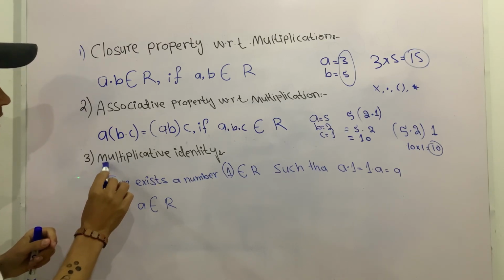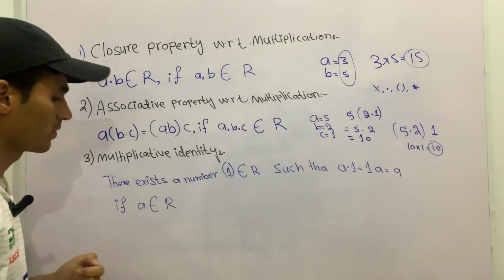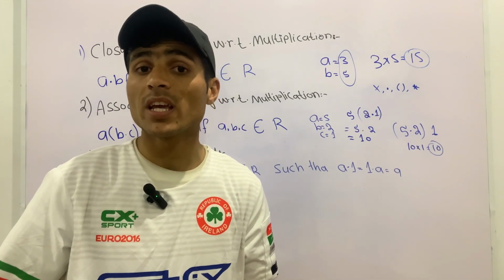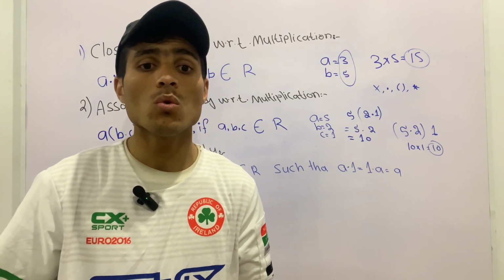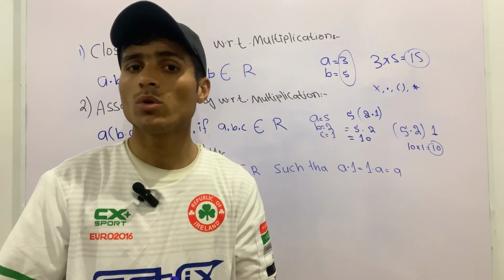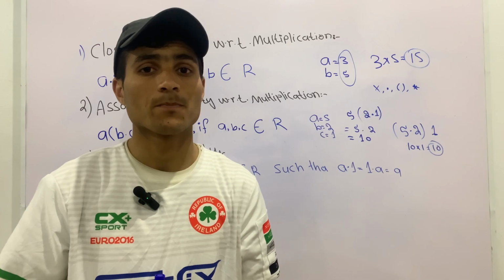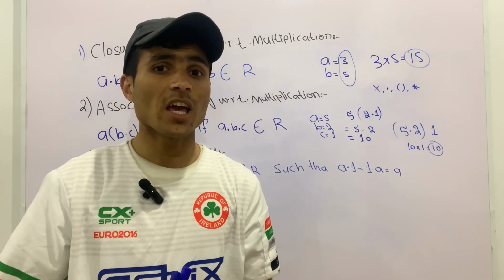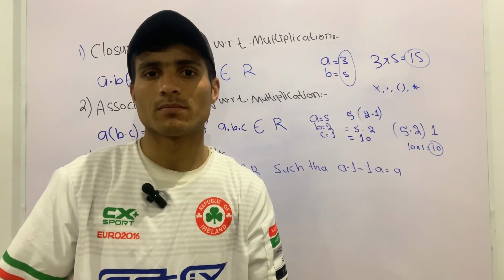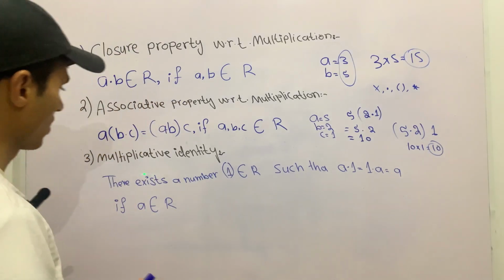The third property with respect to multiplication is the multiplicative identity. The additive identity was 0, but the multiplicative identity is 1. If you multiply any number by 1, no change will occur. You will get the number you have just started with. On the other hand, if you multiply 1 by any number, the answer would be that number.